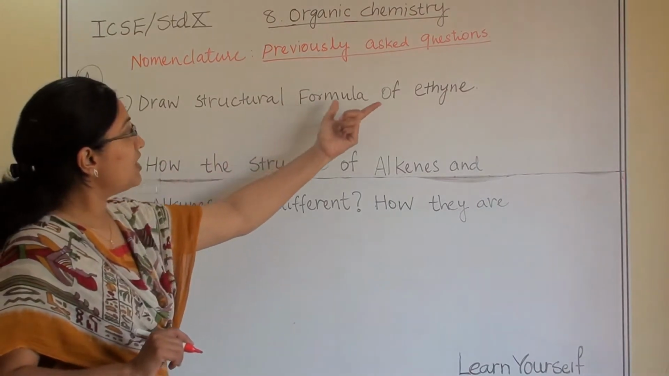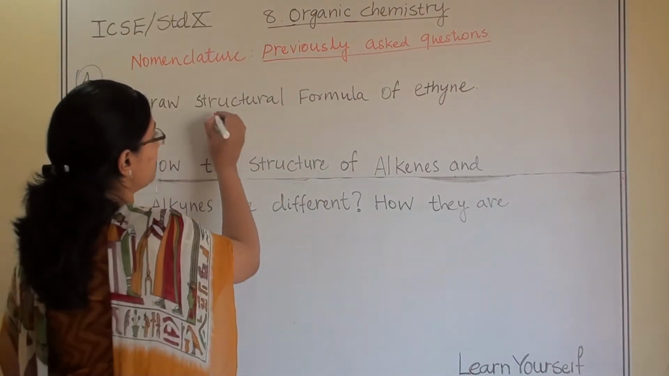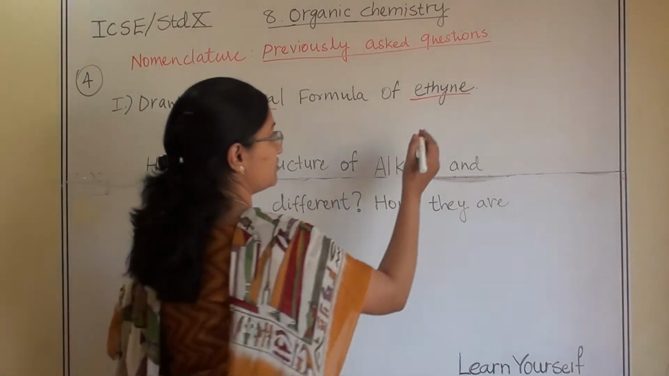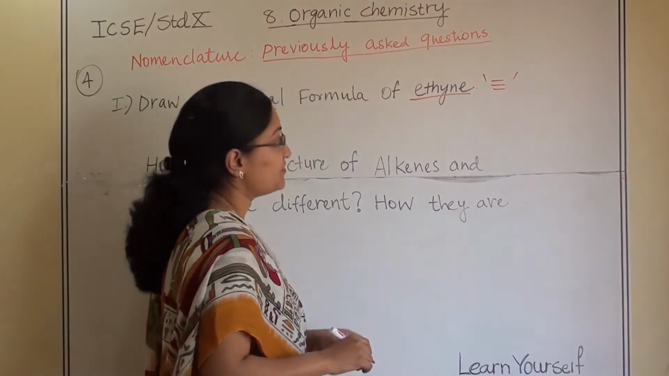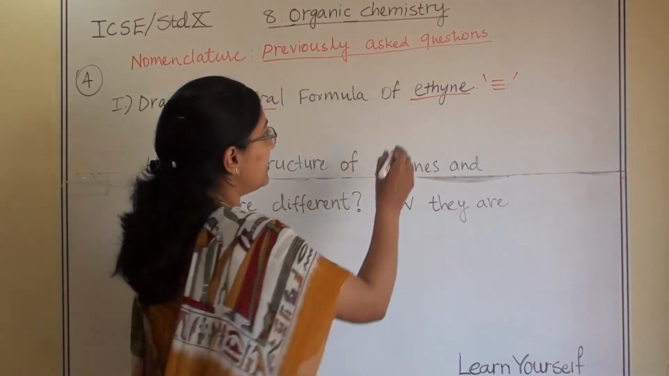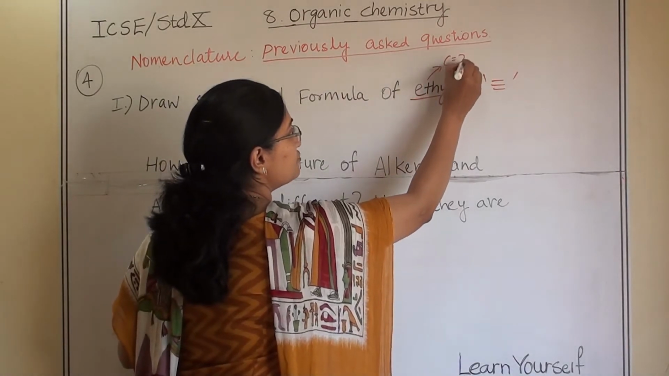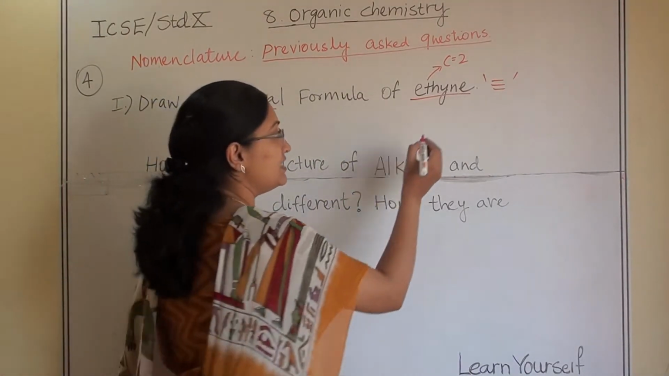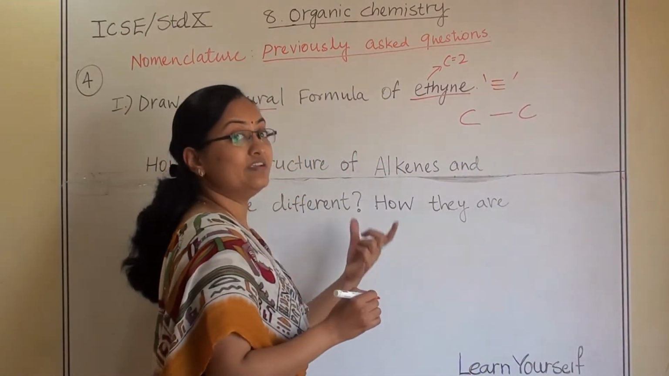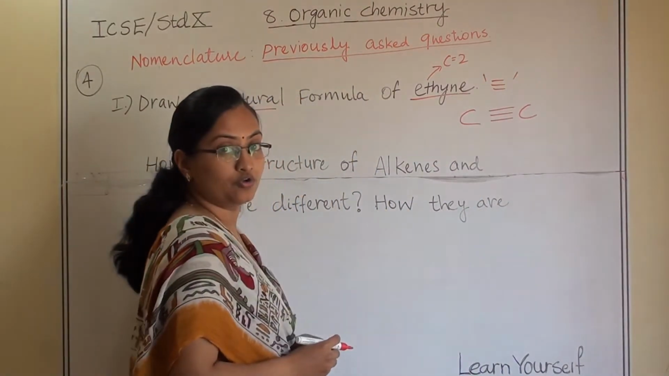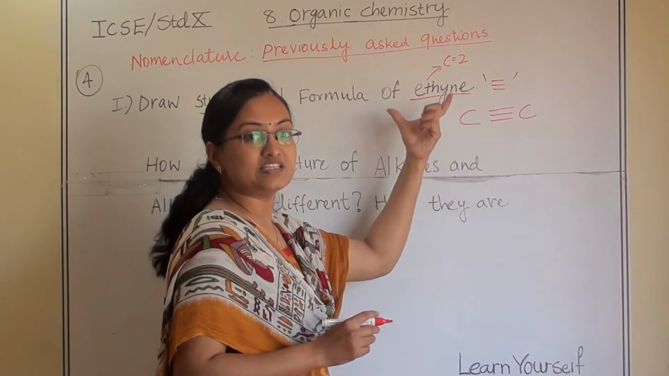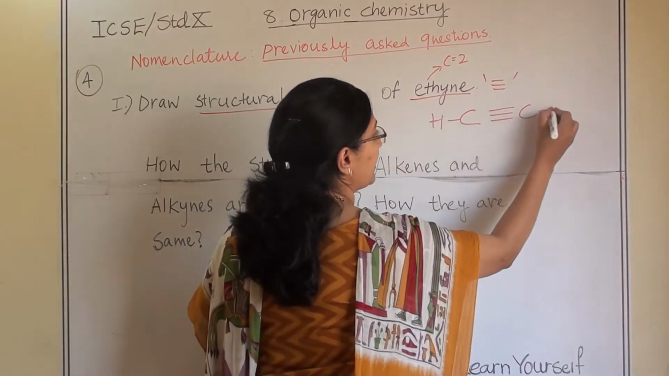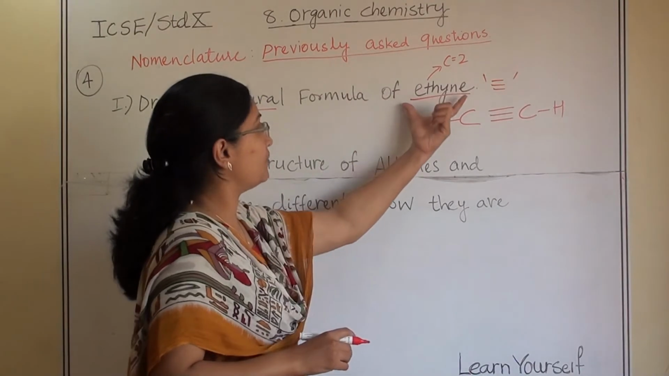Fourth question. Draw the structural formula of ethyne. So we have to draw a structural formula, and that too of ethyne. Ethyne is from alkynes, so it must contain a triple bond. And one more thing, eth is a root word where C equals 2 will be there. So we have to write a structural formula of a compound which contains 2 carbon atoms and they are connected with a triple bond. Then only it can be ethyne. The suffix yne comes with the alkyne series. And the rest you have to fill with hydrogen. So this is how we write a structure when they give a name.